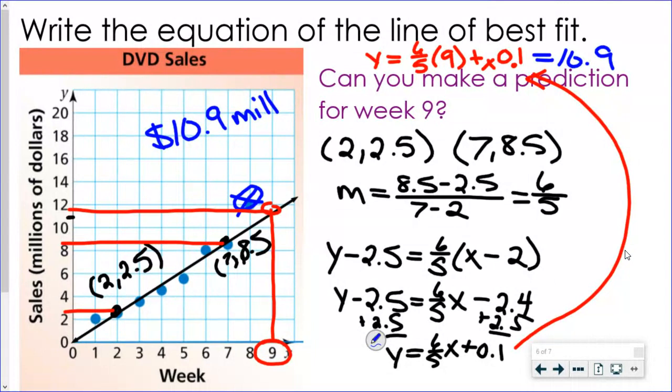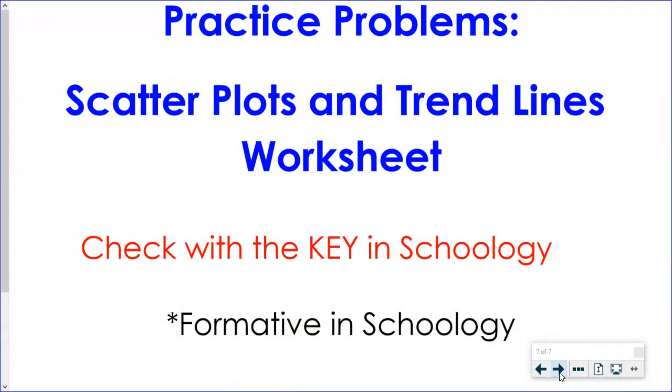But if I just based it off of my line of eyeballing it, I would say it was probably closer to 11. But if it says write the equation of the line like it does on the top, you have to find the equation first. Okay, you should have a worksheet and try that out already, hopefully.